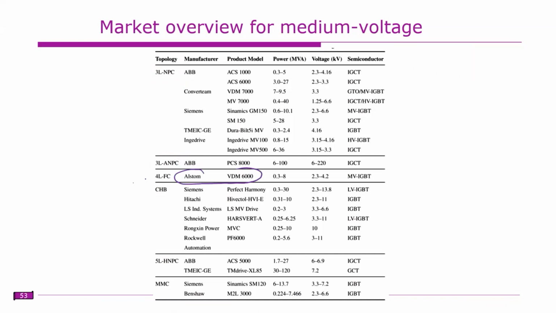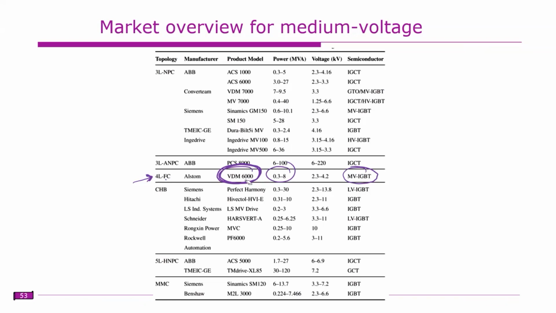This is the flying capacitor. Alstom is the only one manufacturing this flying capacitor converter. This is the VDM 6000. It is used in most metro train drives. This is in the main range of 8 megawatts. Here medium voltage IGBTs are used. MV IGBT means medium voltage IGBT.